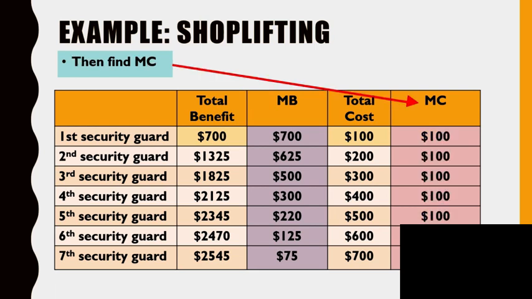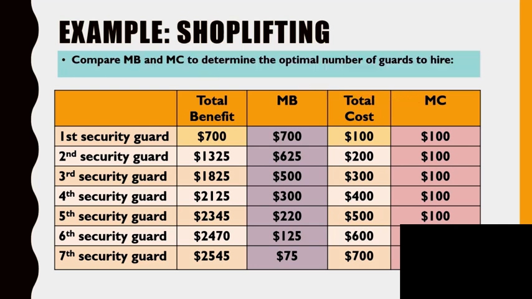And do you agree that marginal cost in this example is constant, right? Each additional guard will cost $100. So now we have everything that we need to apply the rule of optimality, right? We have marginal benefit and marginal cost. Folks, at this point, is total benefit relevant for using the rule of optimality? No. Is total cost relevant when we use the rule of optimality? No. Marginal benefit and marginal cost only.